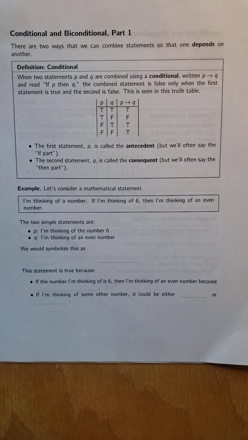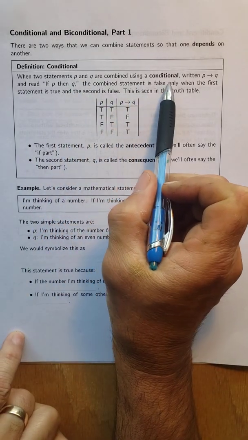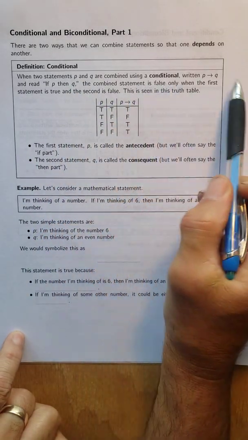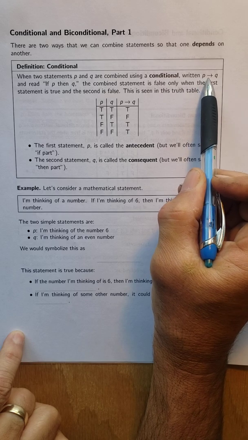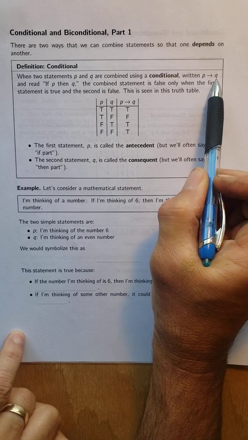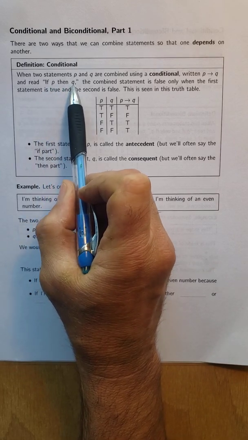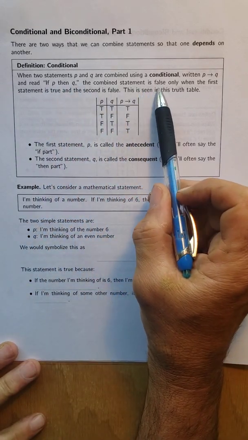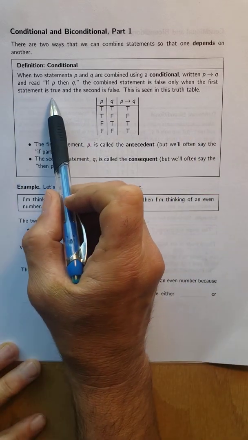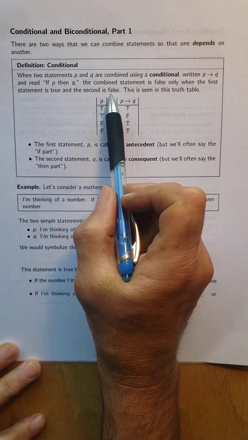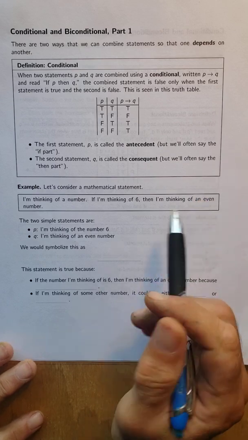It says when two statements, P and Q, are combined using a conditional, this is written as P arrow Q. And it is read, if P, then Q. The combined statement is false only when the first statement is true and the second statement is false. And this can be seen in a truth table.